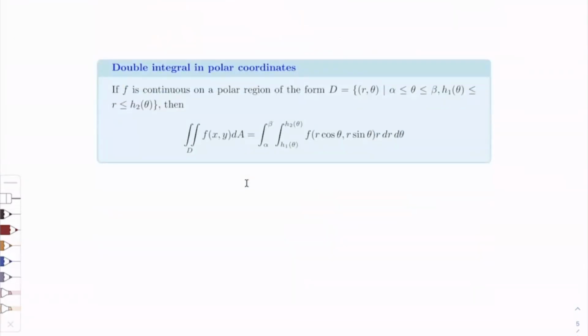Double integral in polar coordinates. This is similar to before, except now your r is in between two functions of theta. Before, both your theta and r were between two numbers. Now we're talking about functions, and this is how you compute it. It's really similar to before.